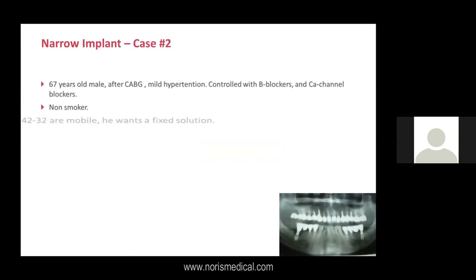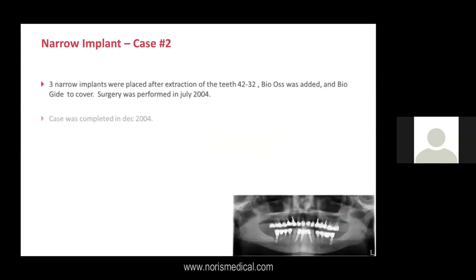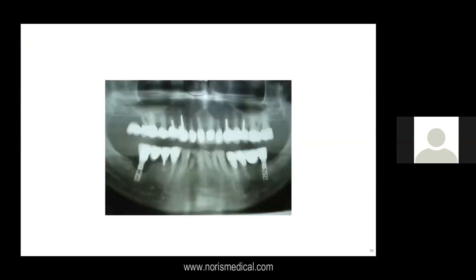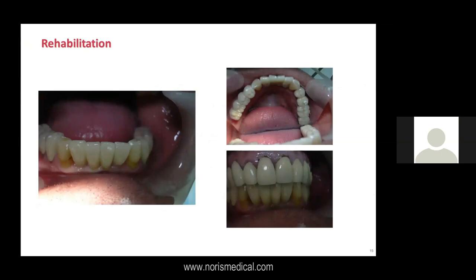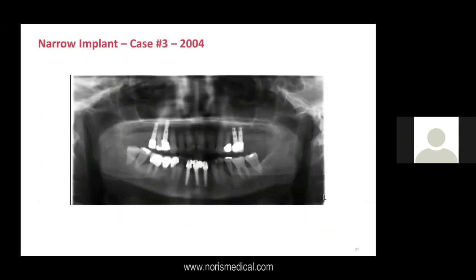Another case done by me, 2004, teeth number 42, 32. The ridge is actually long but narrow. And here I placed three narrow implants, and the implants are functioning very good. Here you can see the restoration that was done on three implants, and this is how it looks today. Actually, nothing has changed when the implants are sitting there.